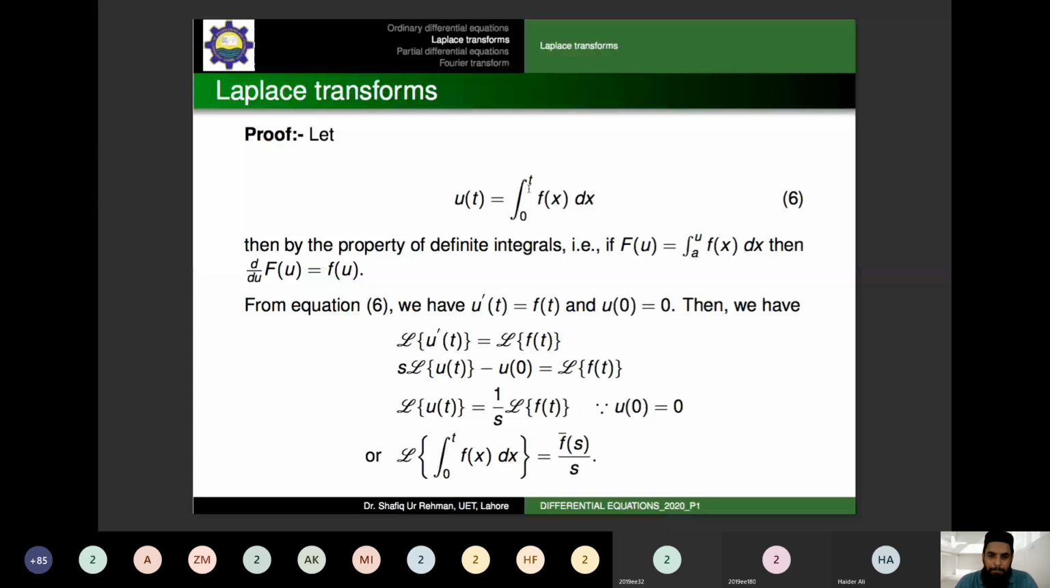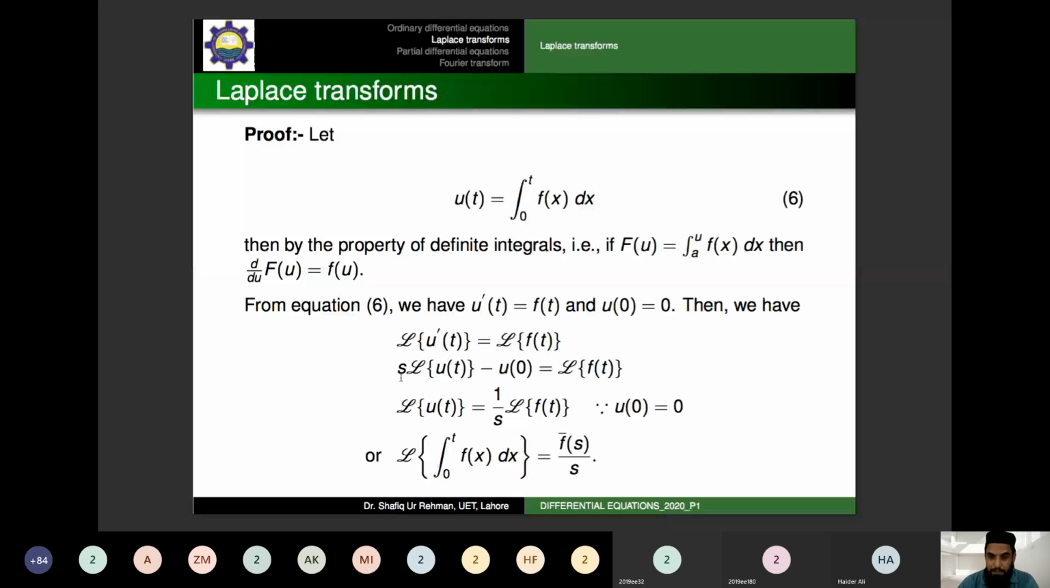Now if you go back and look into the formula for the derivative, we take the Laplace transform on both sides of this equation. On the left hand side we have the derivative, and we know the formula: s times Laplace of u of t minus u of 0. On the right hand side, it's Laplace of f of t. Plug in all these values, u of t, we know that it is going to be that integral.